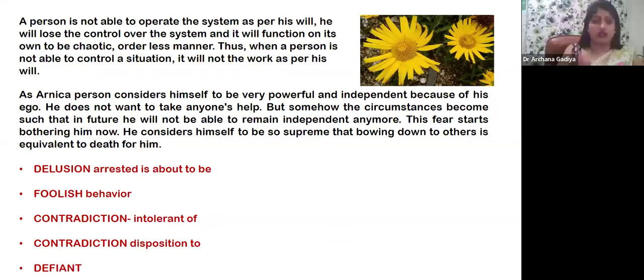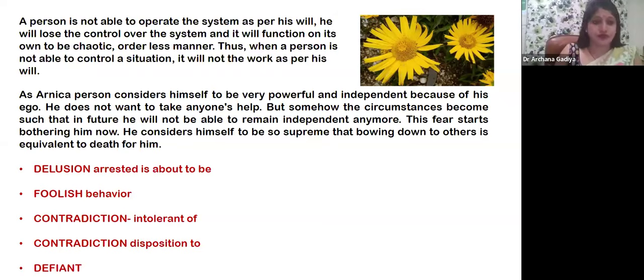He is about to be arrested. So foolish behavior, contradiction: he cannot tolerate contradiction, and rather he has a disposition to contradict others. If others are telling you, go visit that doctor, do these things for yourself, then he will not like it and he will contradict them. There is a beautiful rubric in Arnika: defiance. He can go up to the level of defiance and he will start ruling other people. He starts dictating to other people or authority.